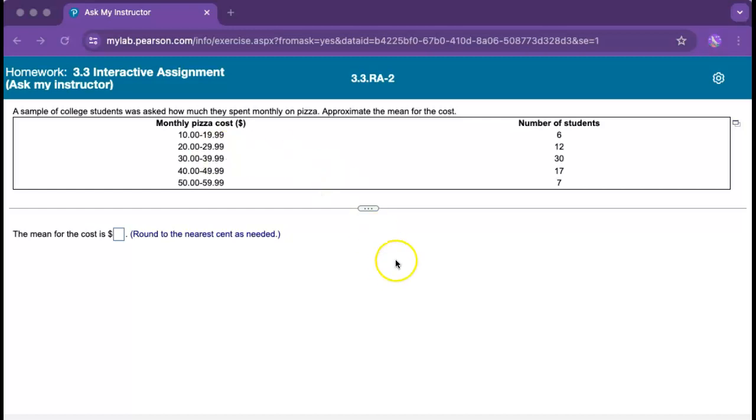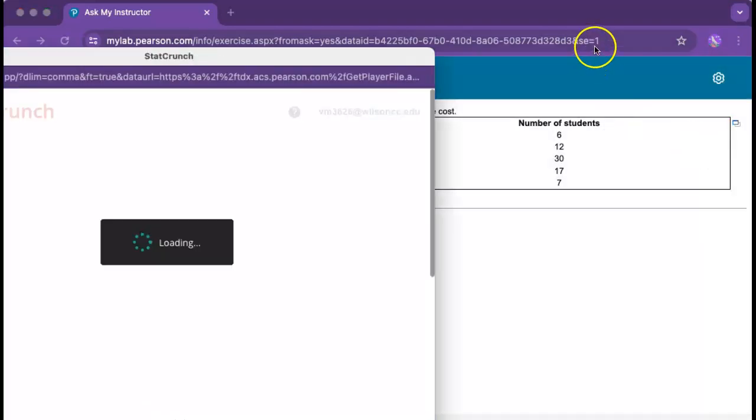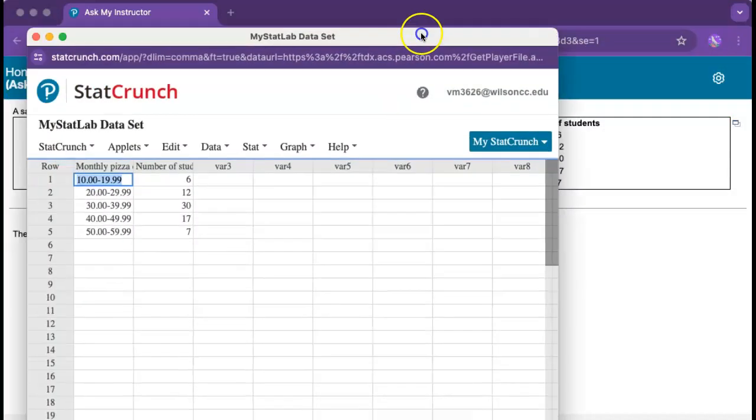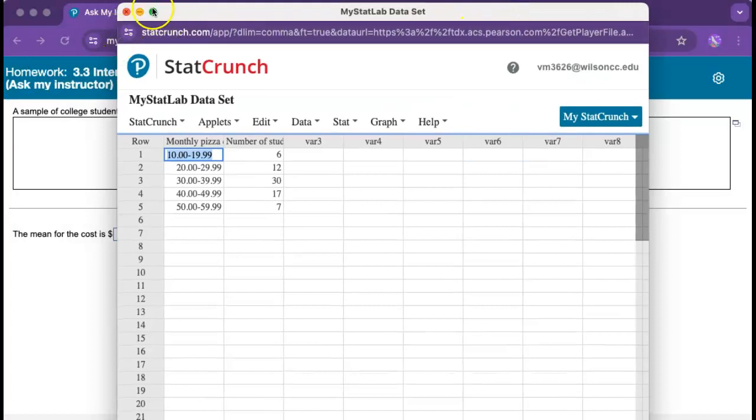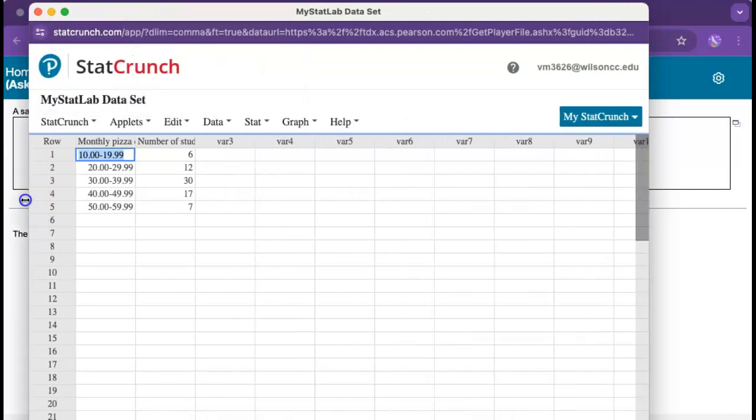We would find those midpoints. However, I'm going to use StatCrunch. So over here to the right, we've got this little blue box. So I click on that to open up my data in StatCrunch. Let's see if I can pull this over here. And I'm going to go ahead and see if I can enlarge this a little bit.